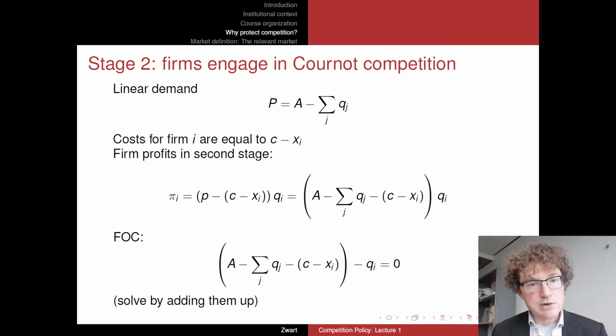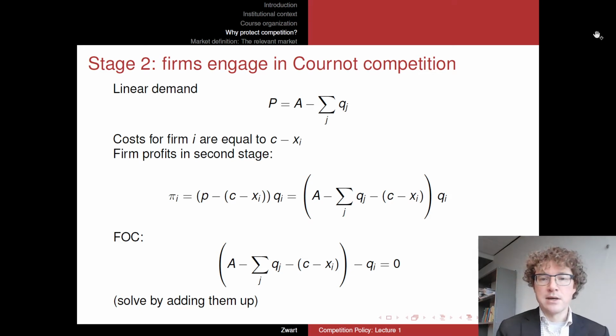So then what we need to do is find the Cournot equilibrium in this second stage. In order to do that, we have to write down the profits for each of these firms, which is just P minus their marginal cost, C minus xi for firm i, times the quantity Qi. And there we substitute this expression for the linear inverse demand in the brackets over here.